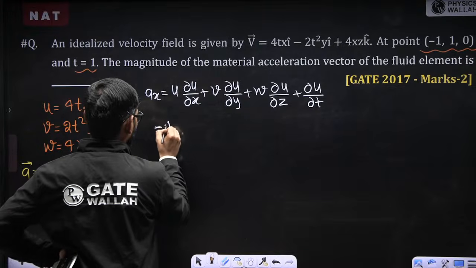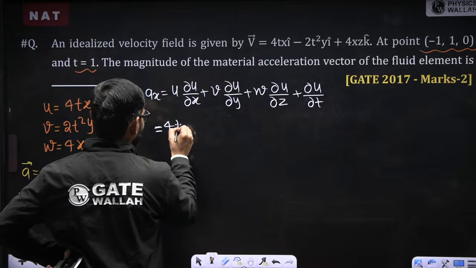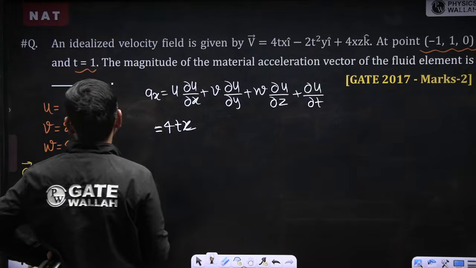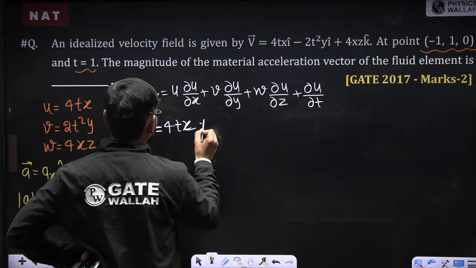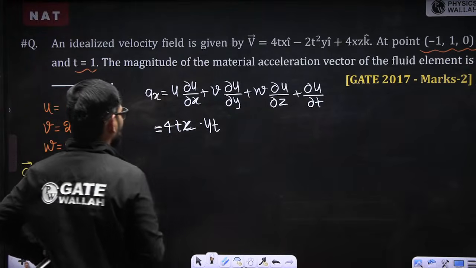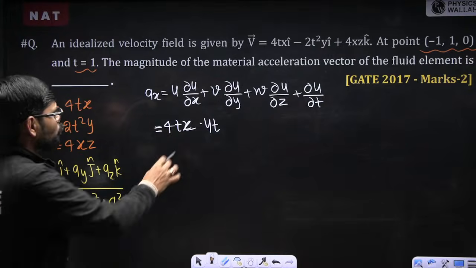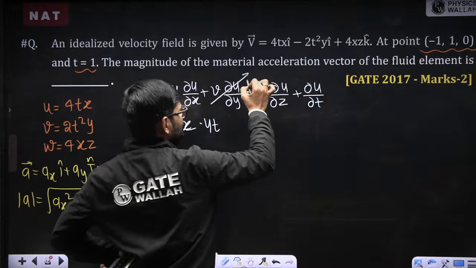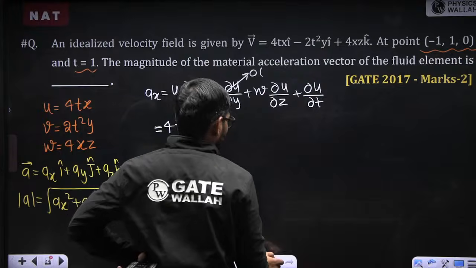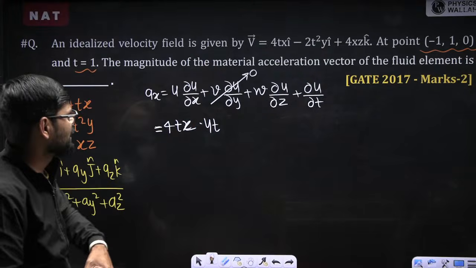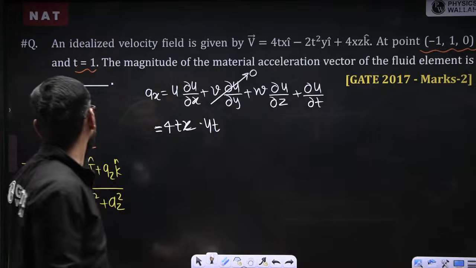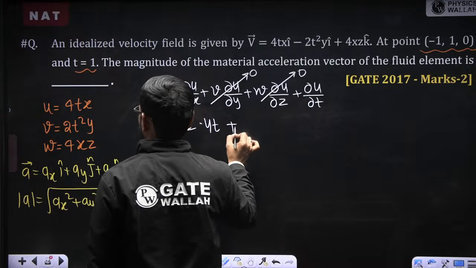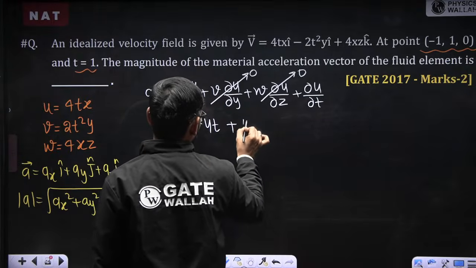4tx into dou u by dou x, and dou u by dou x value will come 4t. Okay, plus dou u by dou y. It is not a function of y, so this term is going to be 0. u is not a function of z also, so leave it. Dou u by dou t value will come 4x, so plus 4x.